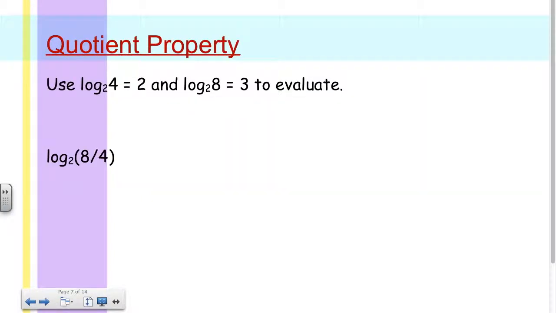This is an example we're going to be looking at. We have two evaluations at the top. We have log base 2 of 4 is equal to 2, and log base 2 of 8 is equal to 3. We're going to use that to evaluate log base 2 of 8 over 4.